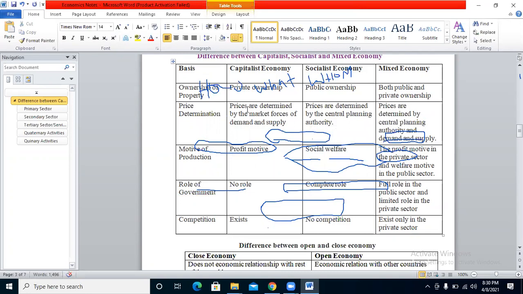Next, what is the role of the government in the capitalist economy? No role. In a socialist economy, complete role. In a mixed economy, full role in the public sector but limited role in the private sector. Competition exists in the capitalist economy, there is no competition in the socialist economy, and in a mixed economy, competition exists only for the private sector.